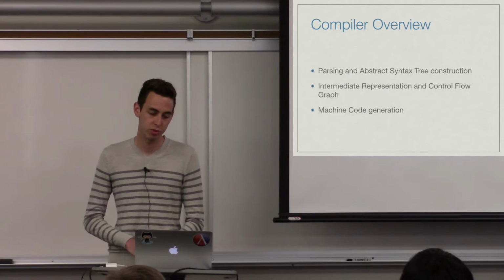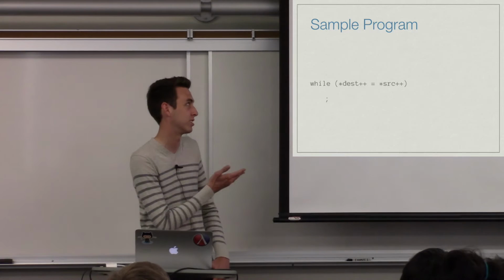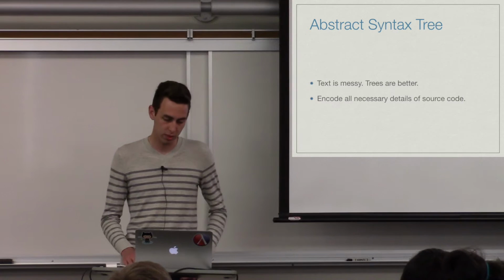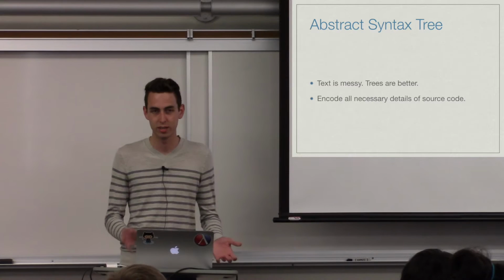And so if we just have this sample program, for anyone, this is a really popular interview question, how you write a strcpy in a single line, and this is how you do it. But just taking this example program and showing you what the abstract syntax tree looks like. So this is just a text file, but it gets read into an AST. And the reason is that trees are a lot more machine readable. It's an internal data structure a compiler can work with a lot more quickly than text, and it encodes a lot of necessary details really succinctly.